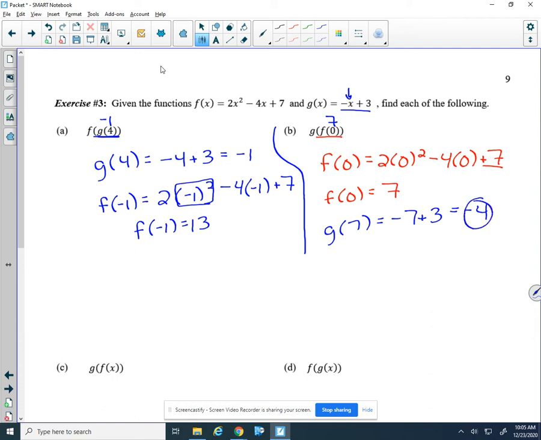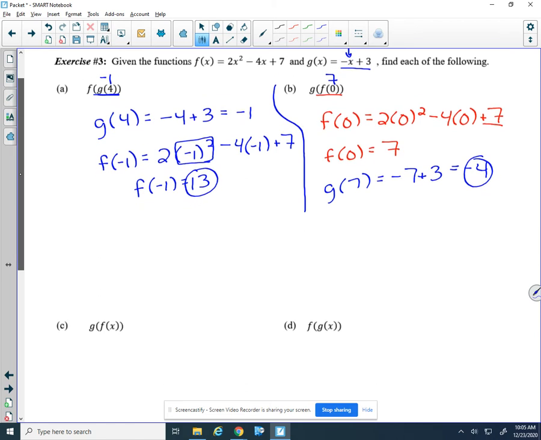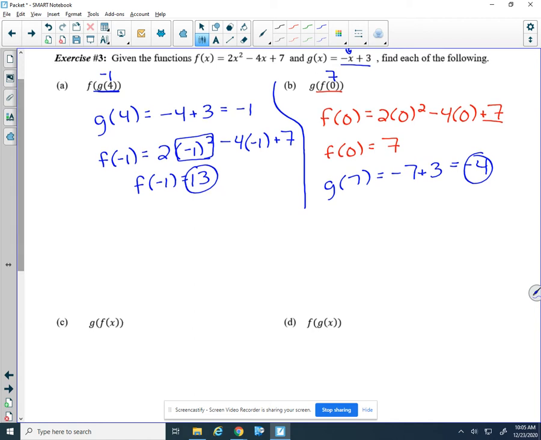So for both of these, you just get numerical answers. Now, moving on to creating a new function that's a composition of functions. Here we see the notation for c. So this says g of f of x. And we know what's in parentheses here, whether it's a -x or an x plus 2 or whatever, that gets plugged into the function.